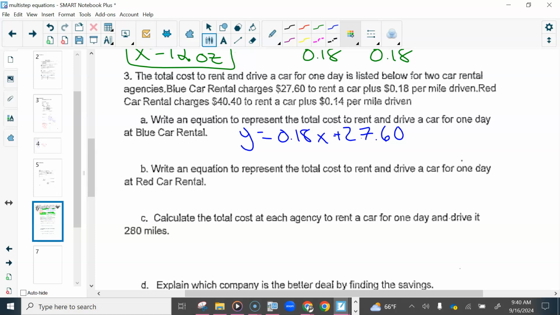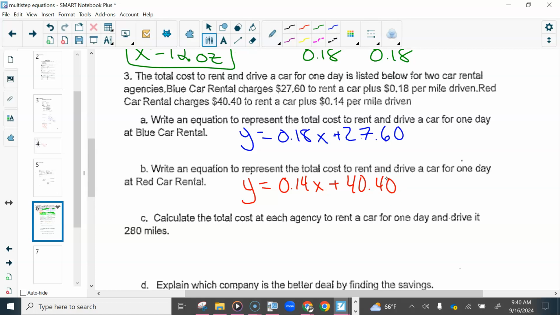Patty? I got the reverse, like the 27.60 plus 0.18x. Is that still correct? That would be fine, yes. Now, if you put the x with the 27.60, that's where it would be wrong. Okay. So then, similar for part B, y equals 0.14x plus 40.40.